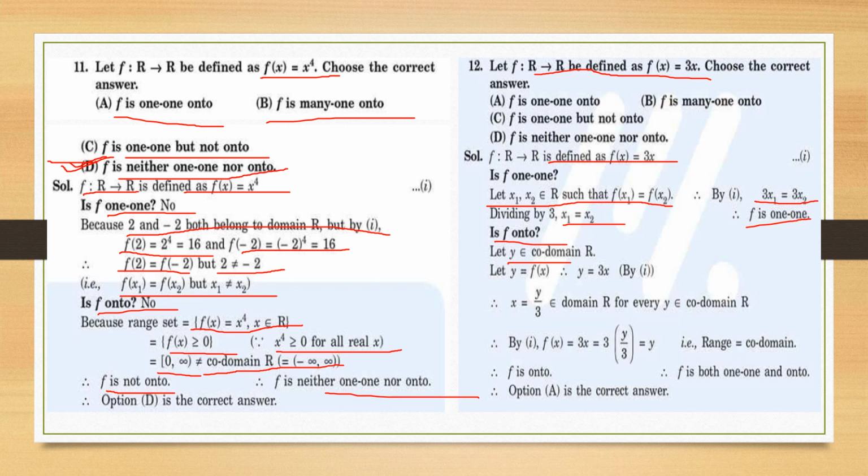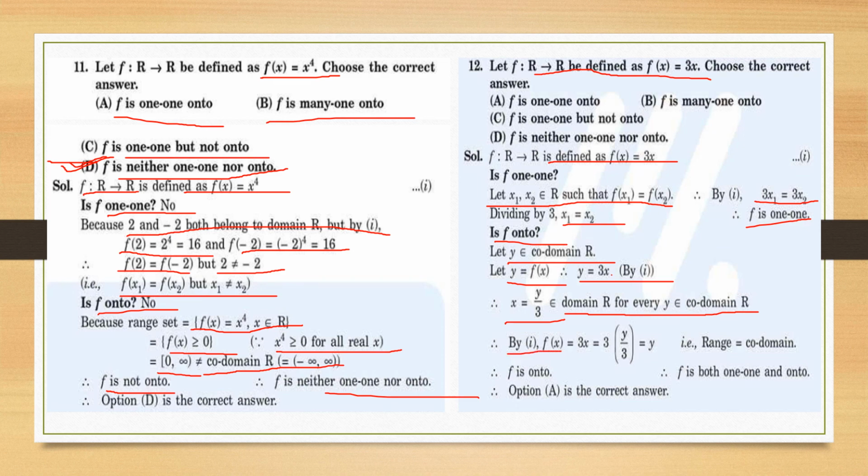Ontoness: let y belong to codomain R. y = f(x), y means this is 3x. So x becomes y/3, which belongs to domain R, for every y belonging to codomain R. So if you are getting a real number y, where y = f(x) and y = 3x, then x = y/3 is also going to be a real number, so it is going to belong to domain R.